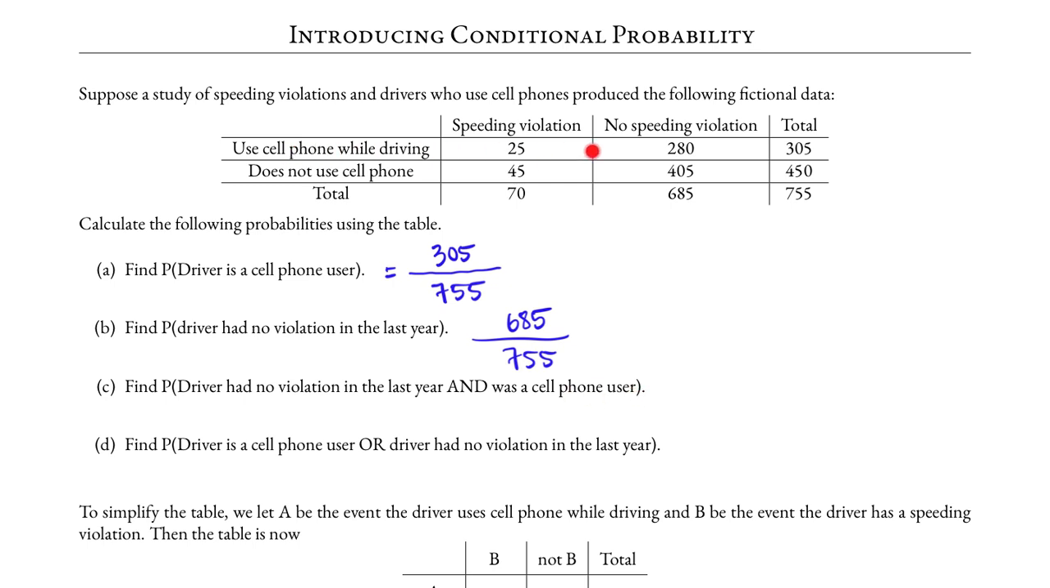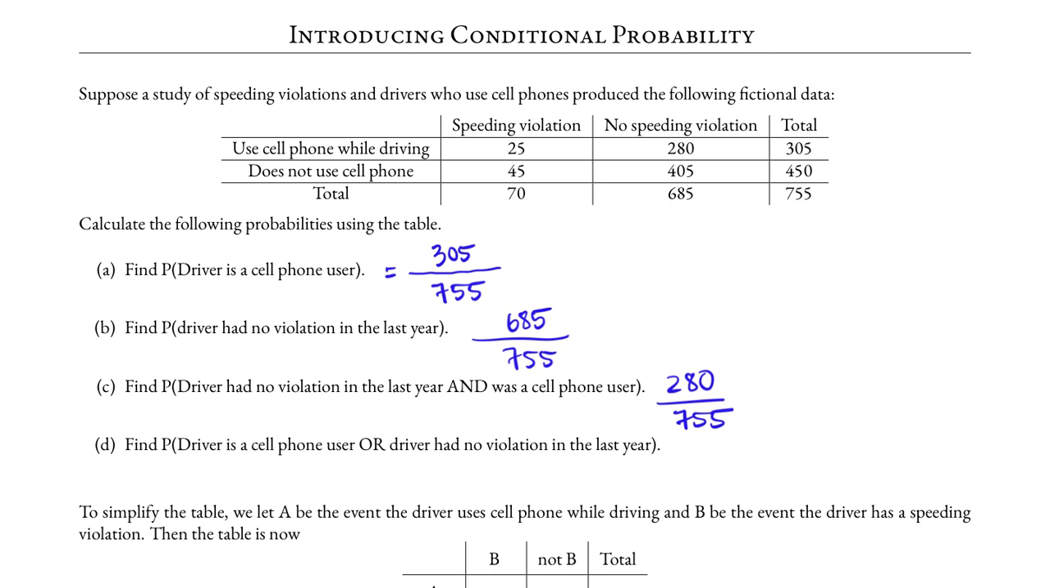Cell phone user is this row. And so it is an intersection of this column, no speeding violation, and cell phone user, this row. The number that is in that intersection is 280. 280 of them had no speeding violation and used a cell phone while driving. And so the answer is 280 over 755. Part D.